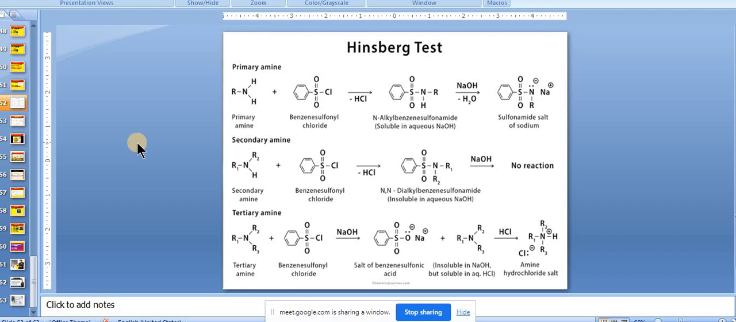Only thing, you have to write the reaction first, then afterward the product you can write, and along with that you can write it is soluble in NaOH. That's all. It will work.